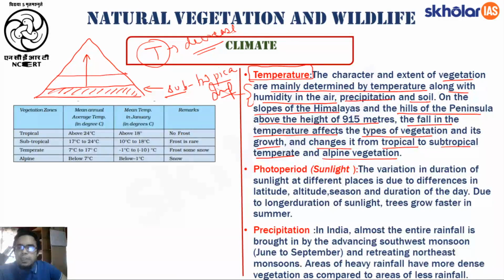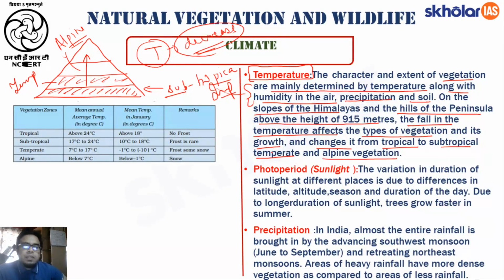Then again in these areas, what can we have? Here we can have temperate vegetation. Then as we keep increasing the height, we can have alpine vegetation as well, and then temperate grasslands as well. So the type of natural vegetation is directly dependent upon temperature, and temperature is one of the main factors that determines the type of vegetation.